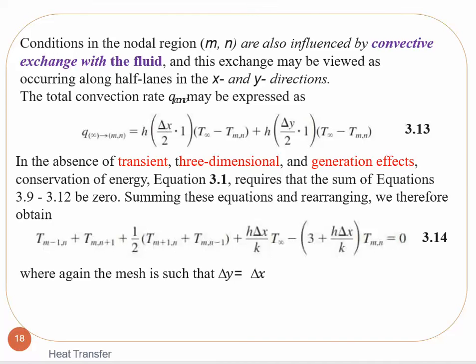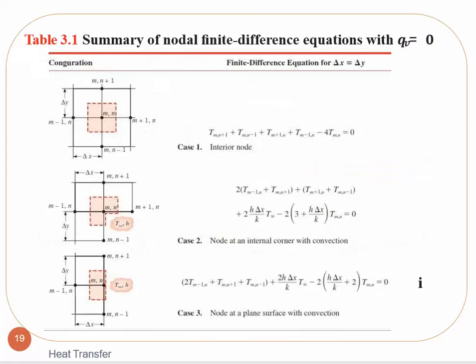Assuming these equations and rearranging, we therefore obtain this equation, where T m, n minus 1 plus T m, n plus 1 plus 1 by 2 times (T m plus 1, n plus T m minus 1, n) plus h del x by k times T infinity minus (3 plus h del x by k) times T m, n is equal to 0, where again the mesh is such that del x is equal to del y. This is the summarized finite difference equation, where del x is equal to del y.